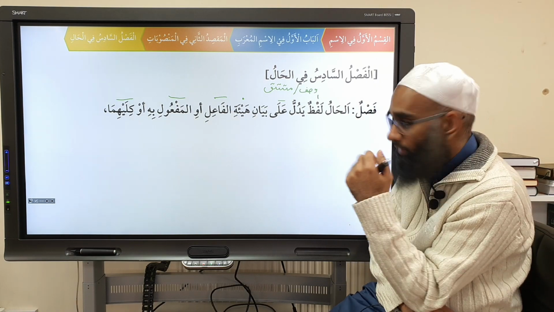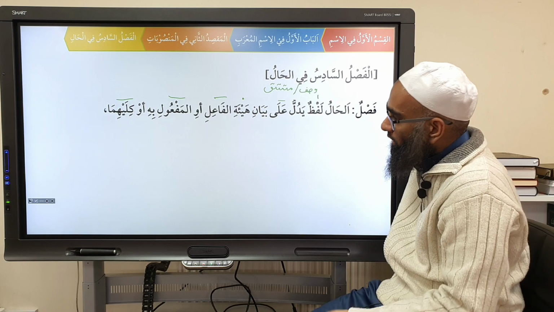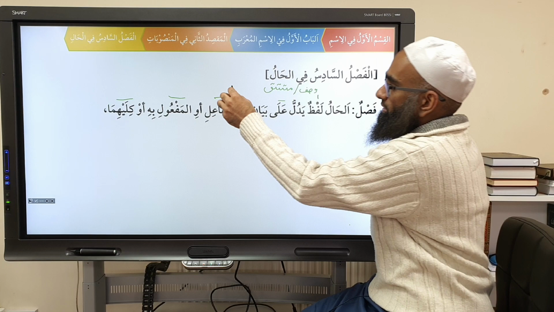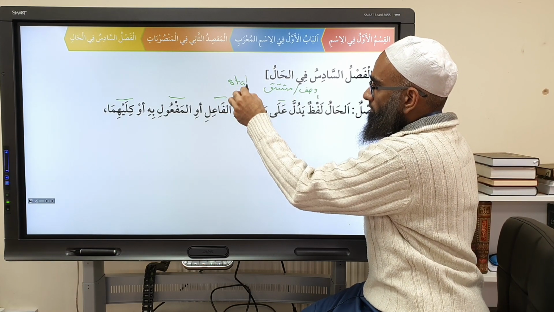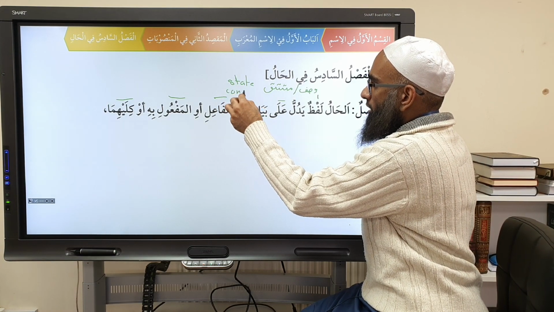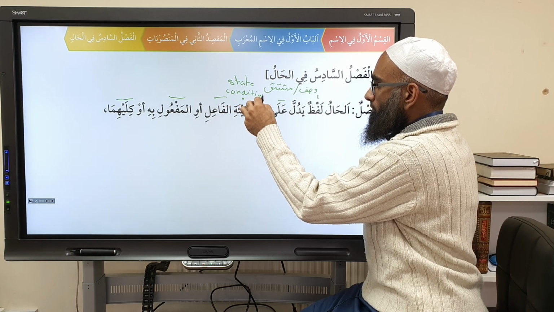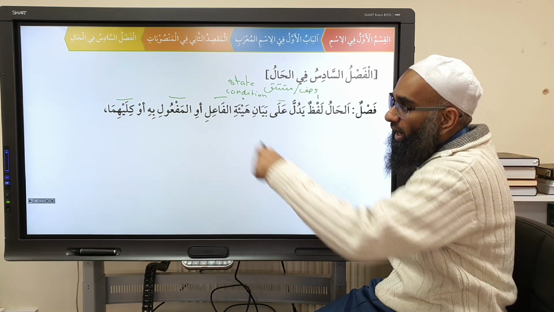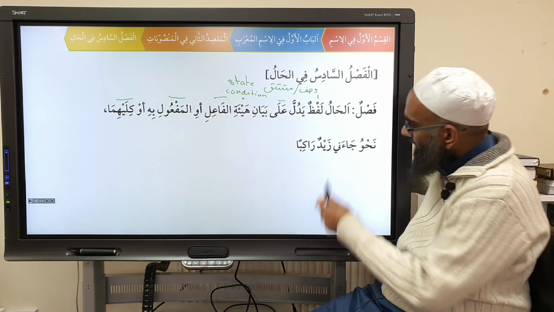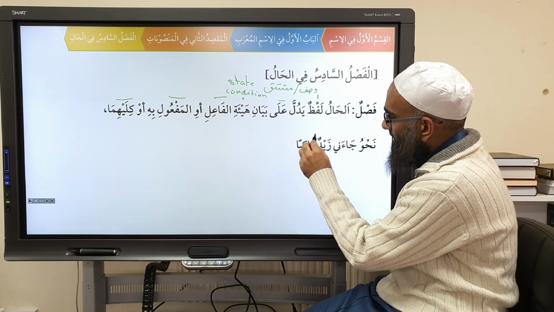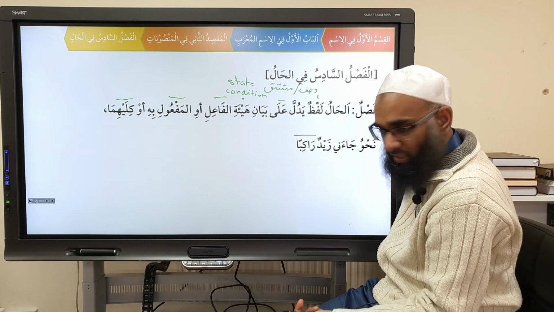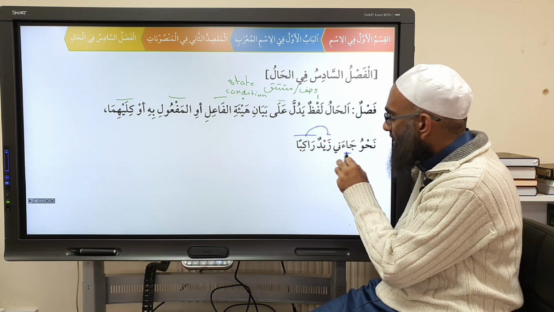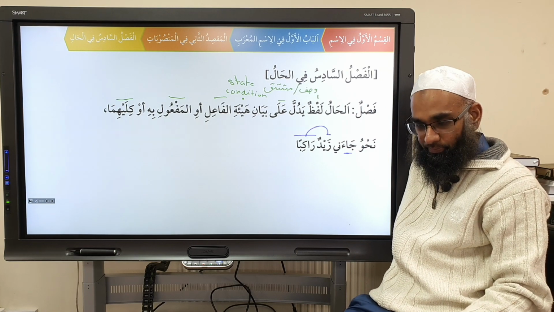Correct? So the hal is a word which denotes, depicts, or shows the state, you can translate it as state, condition of the fa'il or the maf'ul bihi, or both of them. Kilayhima refers back to fa'il and maf'ul bihi. For example, ja'ani zaydun rakiban. So this is a word. Is it a mushtaq? It's a mushtaq, ism al-fa'il. It is depicting the condition of the fa'il when? At the time of his doing ja'a yaji'u. Got it?